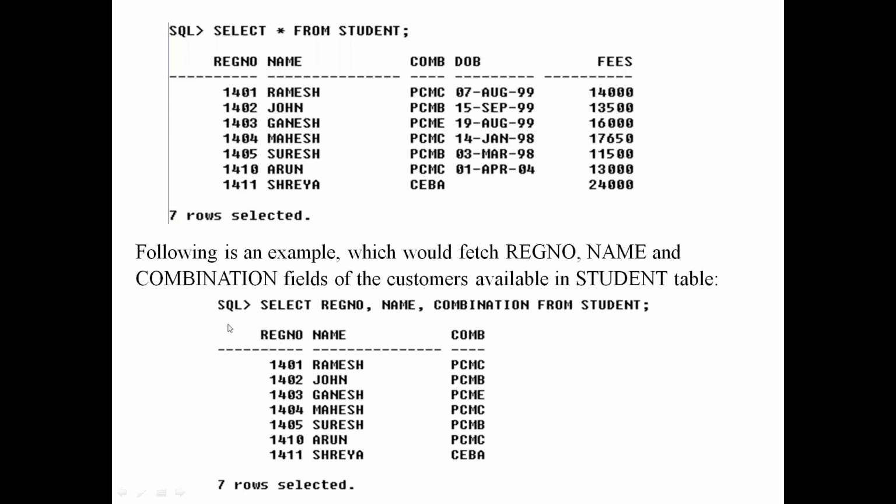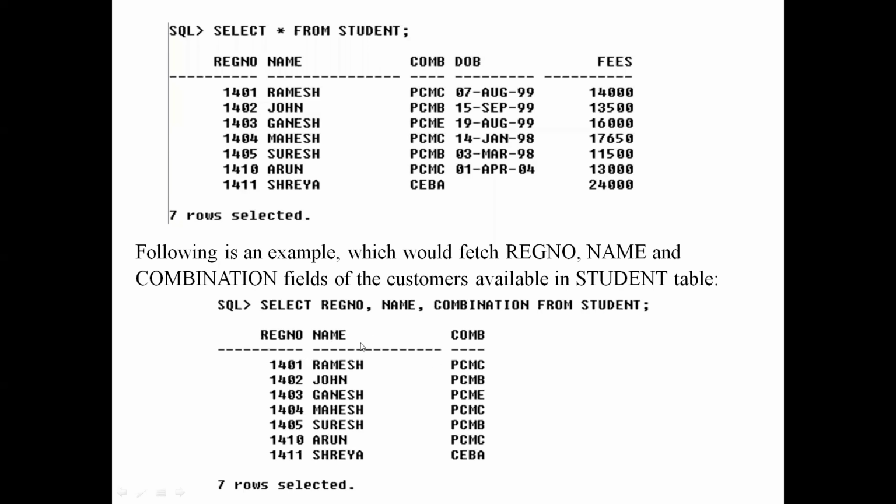If you observe here, one more example is mentioned. The statement is written at the SQL prompt, the greater than symbol. In front of that we are writing the select statement. Example: select register number, comma name, comma combination from student semicolon. It means this statement fetches only the specified fields from that table, and that is going to display on the screen.